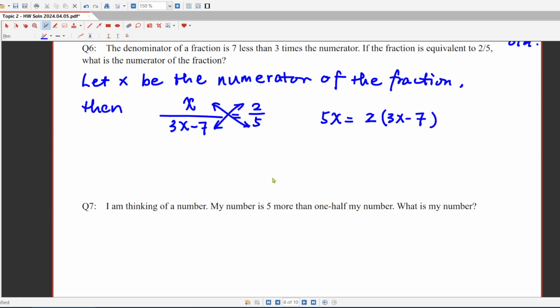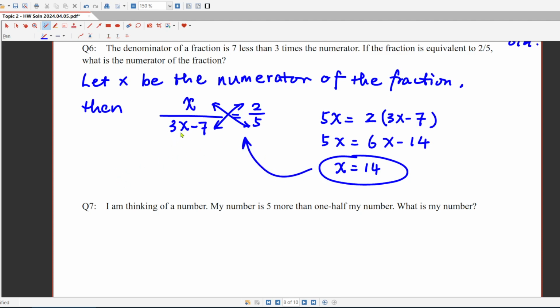Remember that? And 5x equals 6x minus 14, and x equals 14. And do not forget to verify your result by inserting x equals 14 back to the original equation. You need to check whether the denominator is 0 or not. If you get a 0 denominator, that's not acceptable, right? So apparently when x equals 14, 3x minus 7 is not 0, then we can accept that solution.